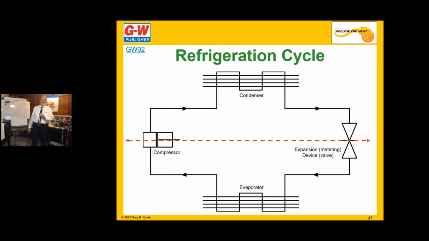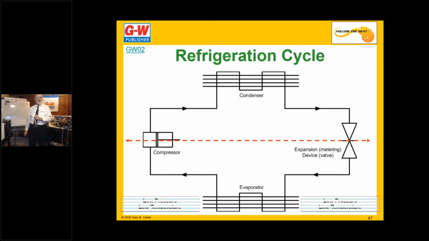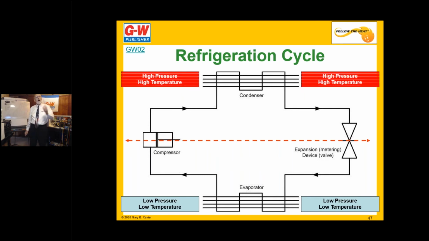To help us understand it, I always describe it like this. Put a dotted line through the center horizontally, through the center of the compressor and the center of the metering device. Everything below that dotted line is what we call the low side: low pressure, low temperature. Everything above the dotted line is the high side, high pressure, high temperature.